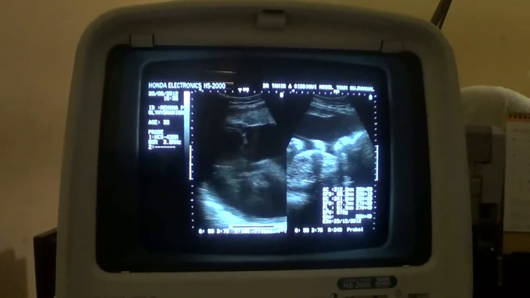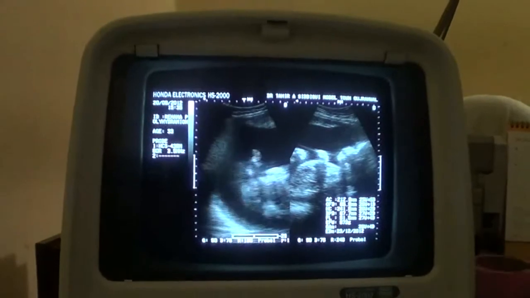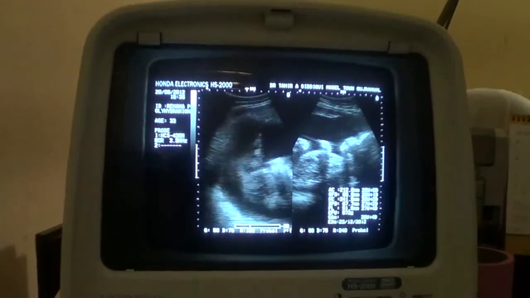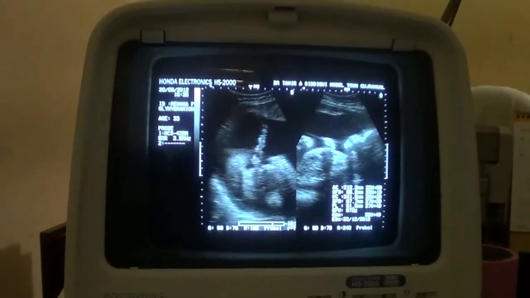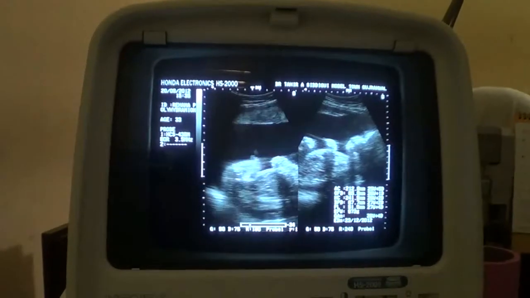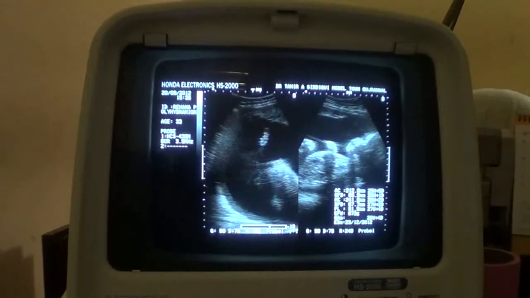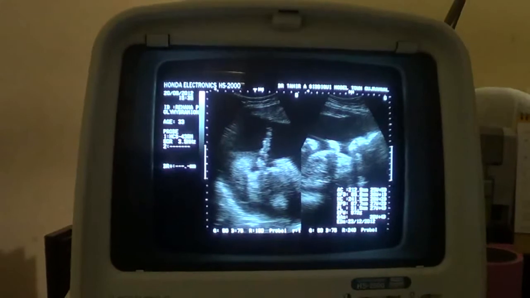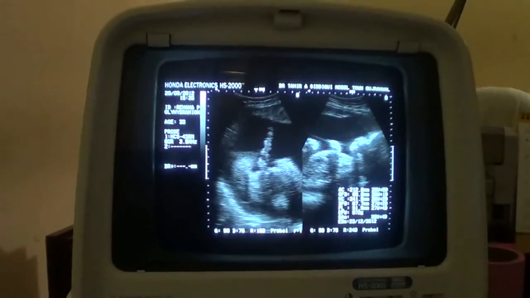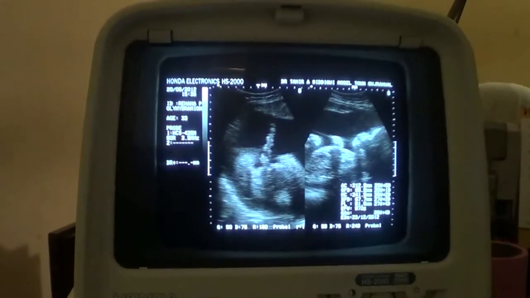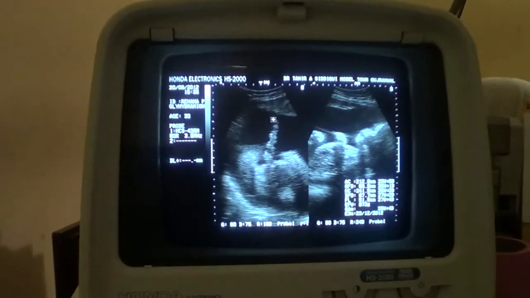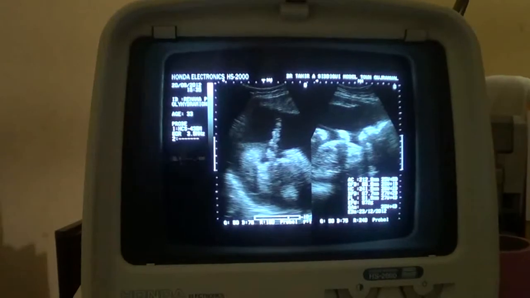And this is our case of the day. Very rare case, rarely seen. This is the face of the fetus, head of the fetus. This is the face, eye, mouth, body, limb. This is the body. This is the umbilical cord. This is the placenta.